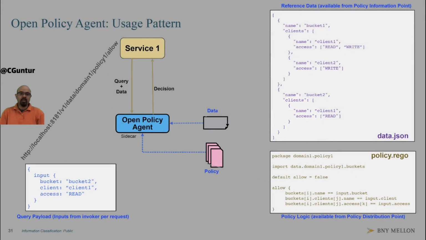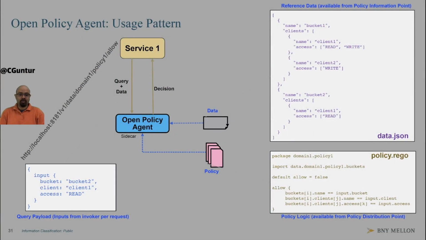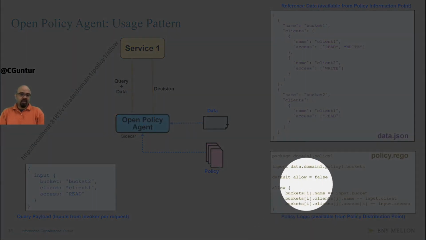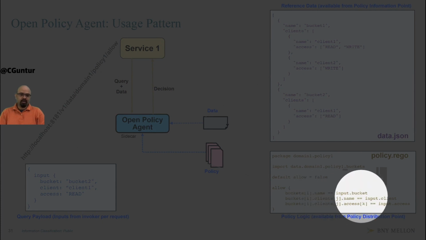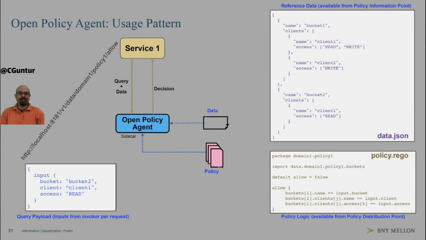The policy itself is quite simple, where there is a default allow equals false, which means if no condition is met, it would return a false. However, if any bucket in that data matches the input bucket and client name matches the client name, any access matches the client access requested, it would return a true. In this case, we get a true back.